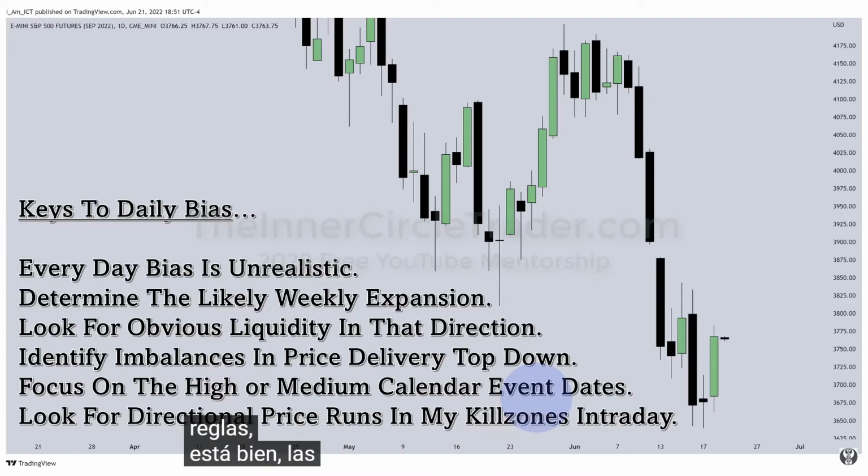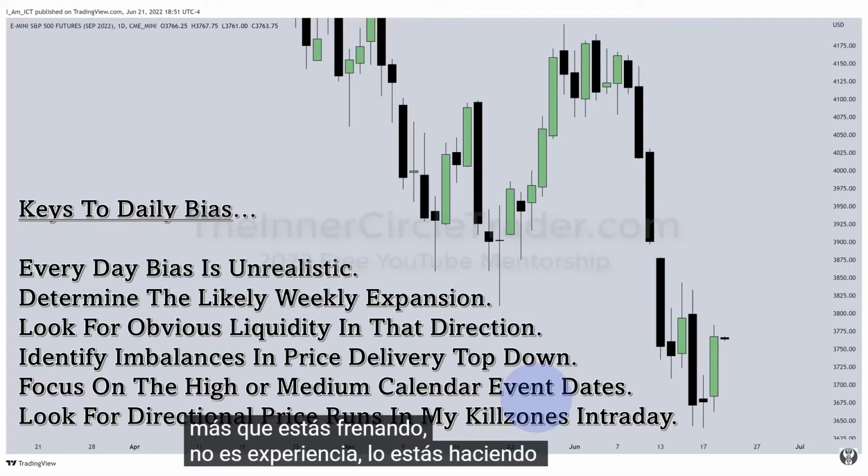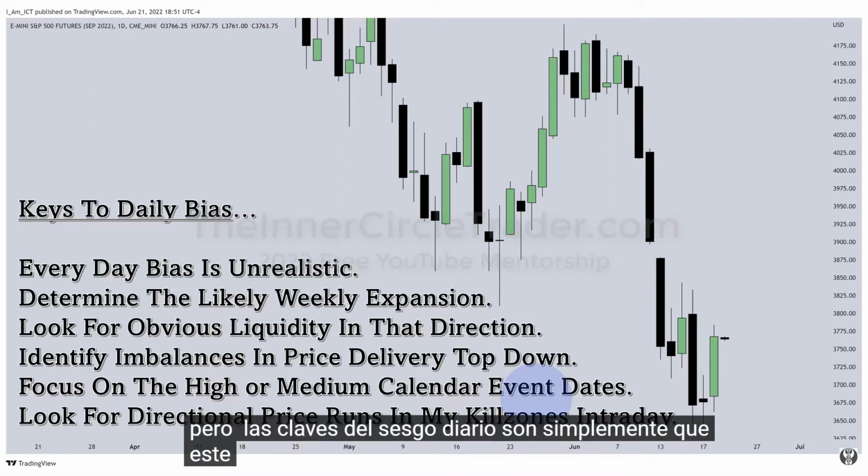Okay, I'm going to go through them with you, and you're going to be kicking and screaming and saying, no, there's something else you're holding back. There isn't. It's experience. It's doing it yourself. But the keys to daily bias are simply this.